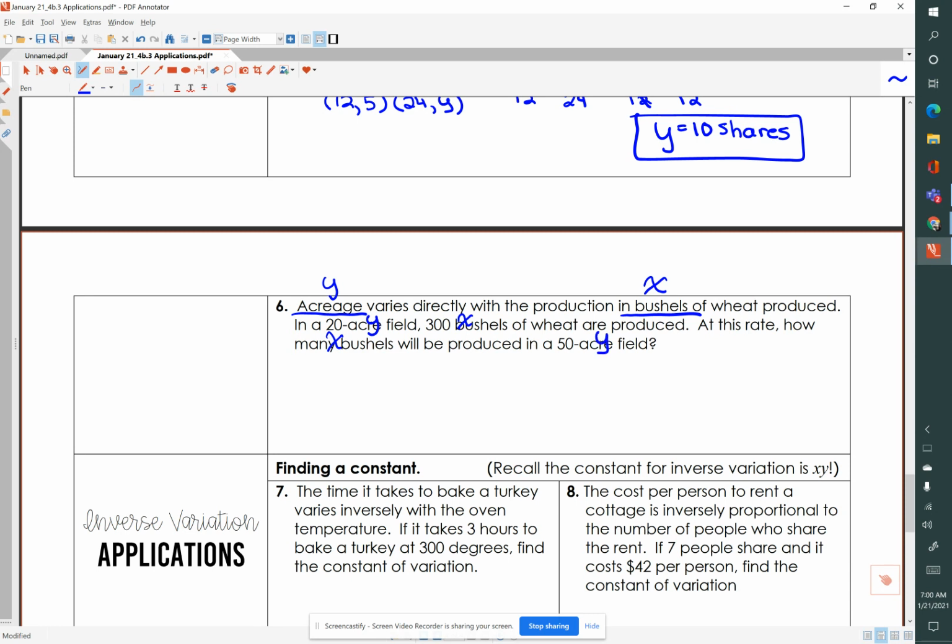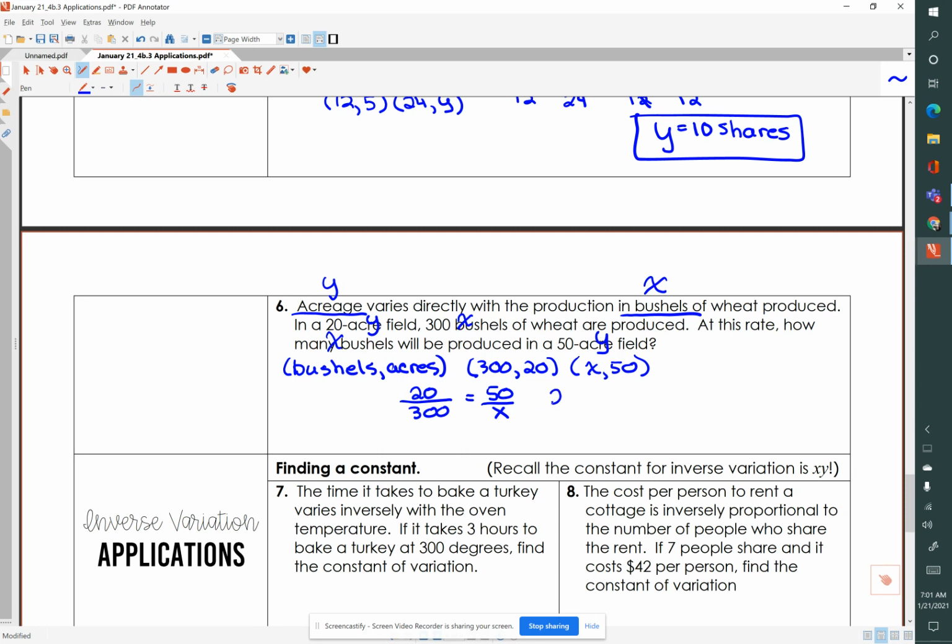Y. Let's define our variables. So we've got the X value is our bushels, and the Y value is our acres. So we've got 2 points. We've got our 300 bushels in a 20-acre field, and then we have an unknown number of bushels in a 50-acre field. So let's set up our problem. So it would be 20 over 300 equals 50 over x. And we'll use cross products to solve.